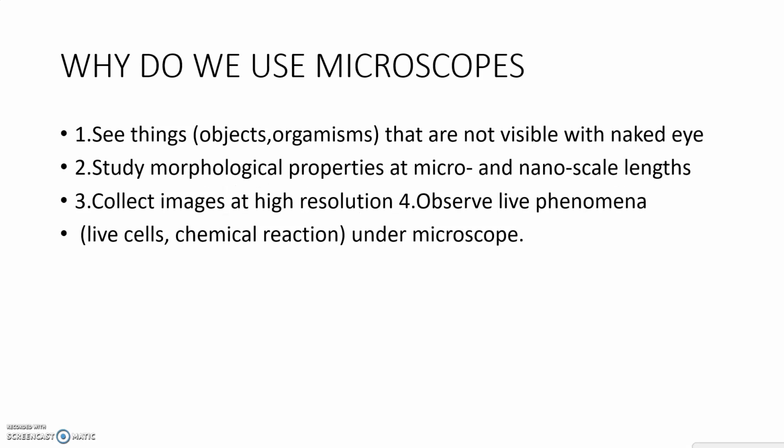Why do we use microscopes? To see things, objects or organisms that are not visible with the naked eye, and to study the morphological properties at micro and nano scale lengths. Then to collect images at high resolution. Then to observe live phenomena under microscope. That means live cells or chemical reactions which can be observed under microscope. So these are the main uses of microscopes.